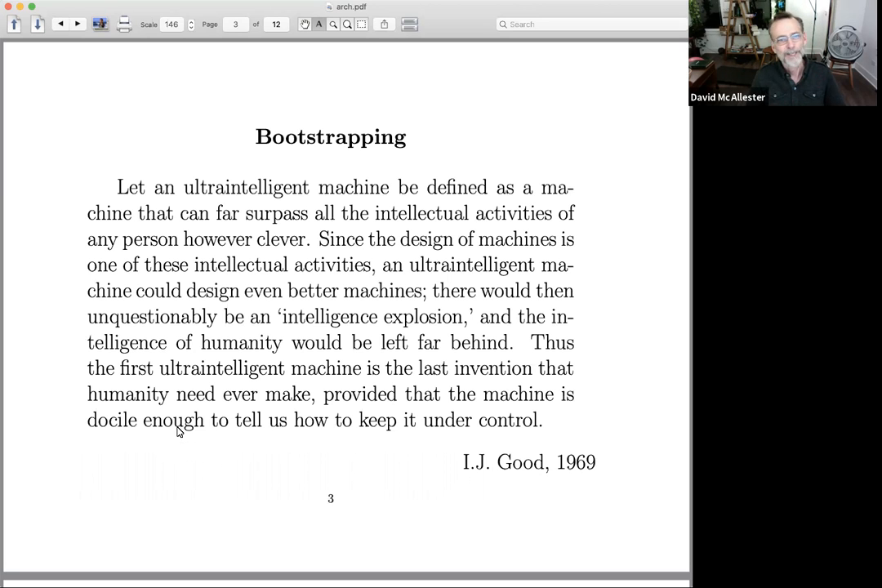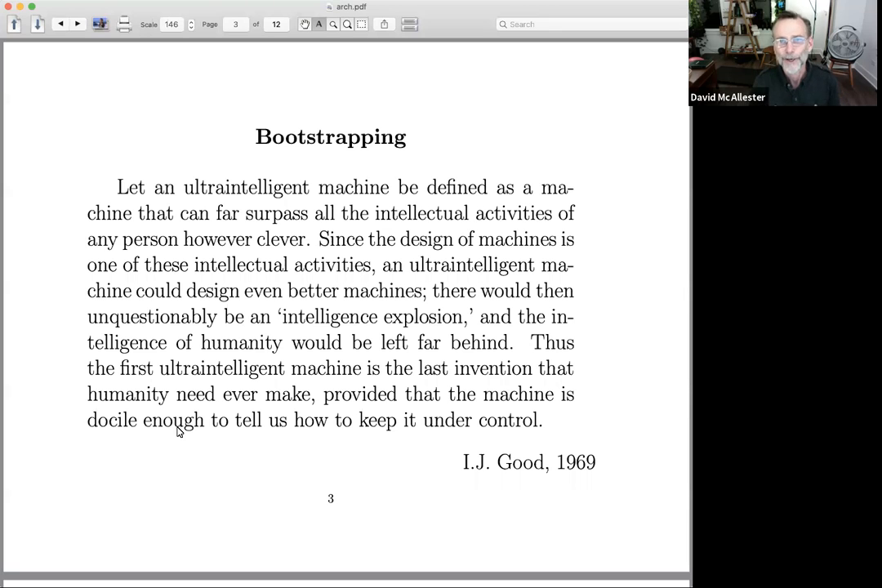And I want to read this quote from I.J. Good, 1969. So this was near the dawn of computer science. Let an ultra-intelligent machine be defined as a machine that can far surpass all the intellectual activities of any person, however clever. Since the design of machines is one of these intellectual activities, an ultra-intelligent machine could design even better machines. There would then unquestionably be an intelligence explosion, and the intelligence of humanity would be left far behind. Thus, the first ultra-intelligent machine is the last invention that humanity need ever make, provided that the machine is docile enough to tell us how to keep it under control.